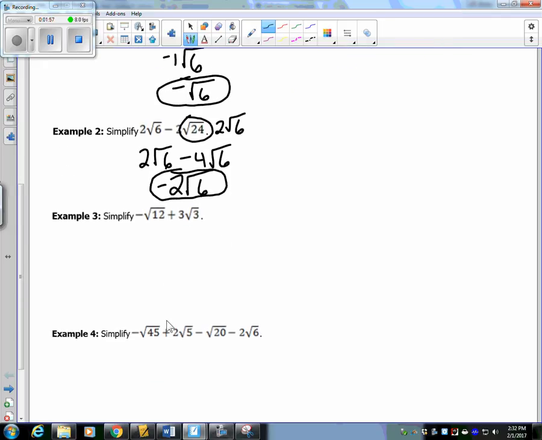Next, negative square root of 12 plus 3 square root of 3. Negative square root of 12, that can be simplified. So pretty much with these problems, if you can simplify a term right away, do it. So negative square root of 12 can be simplified into a negative 2 square root of 3 plus 3 square root of 3. So negative 2 square root of 3 plus 3 square root of 3 is 1 square root of 3. 1 times the square root of 3 is just square root of 3. Nothing can be simplified further, so that is your final answer.